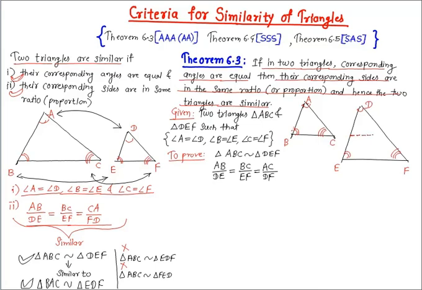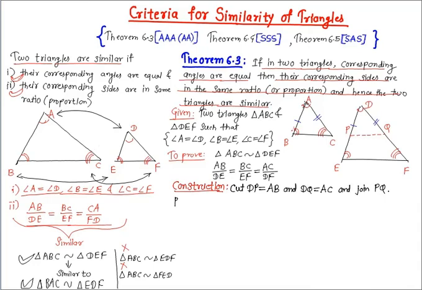We'll cut this bigger triangle in such a way that, let's take this point as P and this point as Q. So we have cut triangle DEF in such a way that DP is equal to AB and DQ is equal to AC. So that is the construction. Cut DP equal to AB and DQ equal to AC and join PQ. Now let's start the proof.